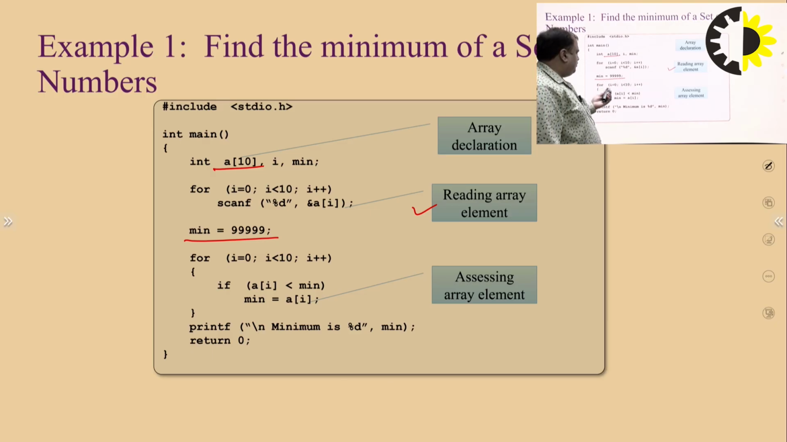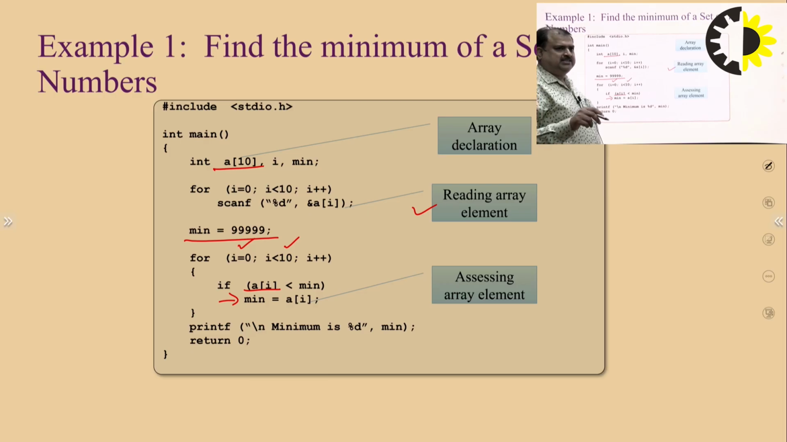Now we are comparing each element with the minimum. If the minimum is greater than the array element a[i], so we are starting from the 0 location up to less than the 10 location, traversing each element of the array and comparing it with the minimum. If a[i] is less than the minimum, then what should we do? We should set the a[i] value to minimum.